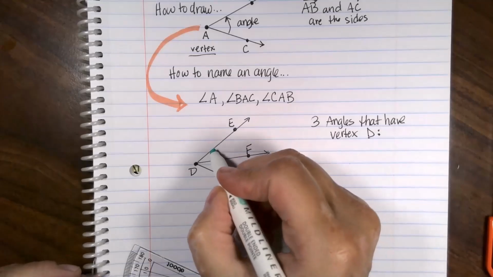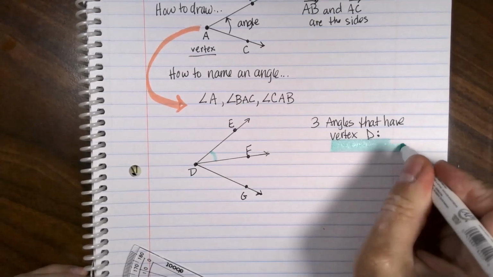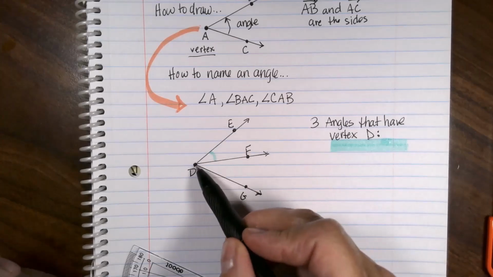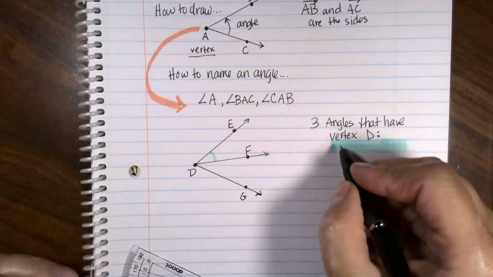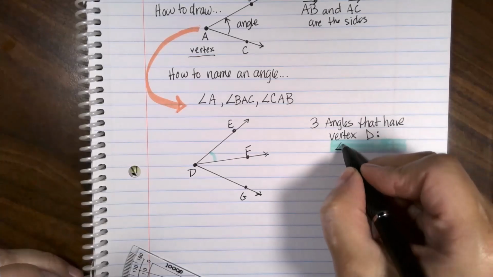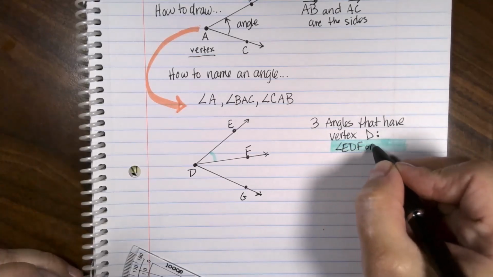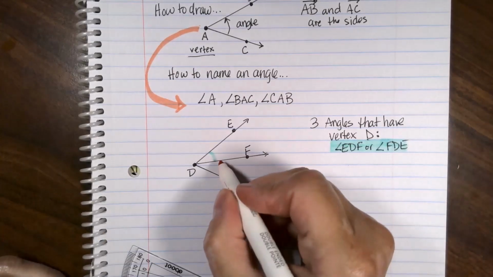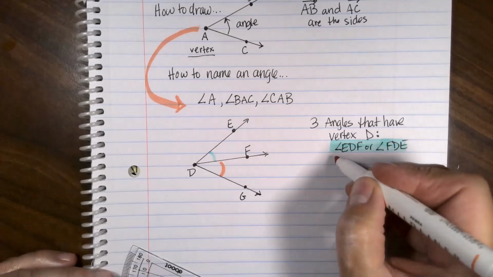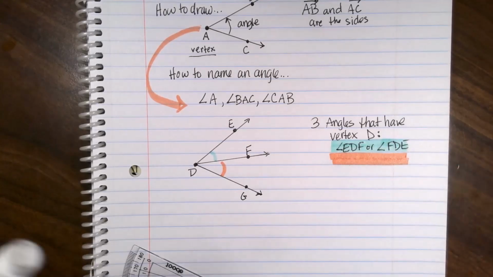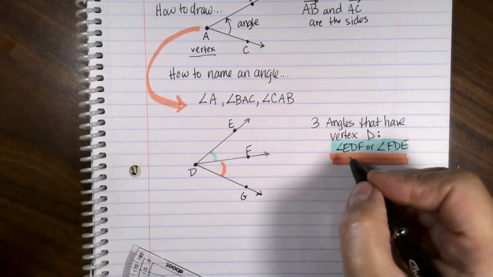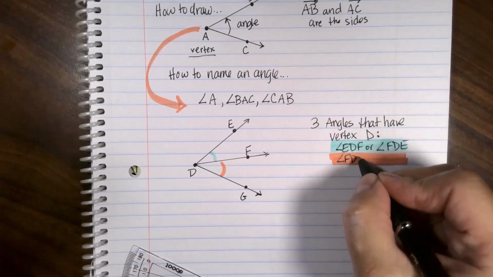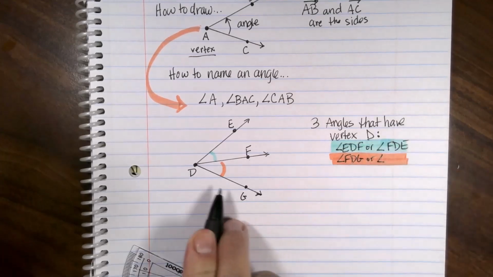Now the first one I'm seeing is this guy right here. Now I can name this 2 different things, but D has to be in the middle. It's EDF or FDE. Angle, use the symbol, EDF or angle FDE. Another angle is right here, also has D as a vertex. And again, we can name that angle 2 different ways. You're probably already ahead of me. Angle FDG or angle GDF.